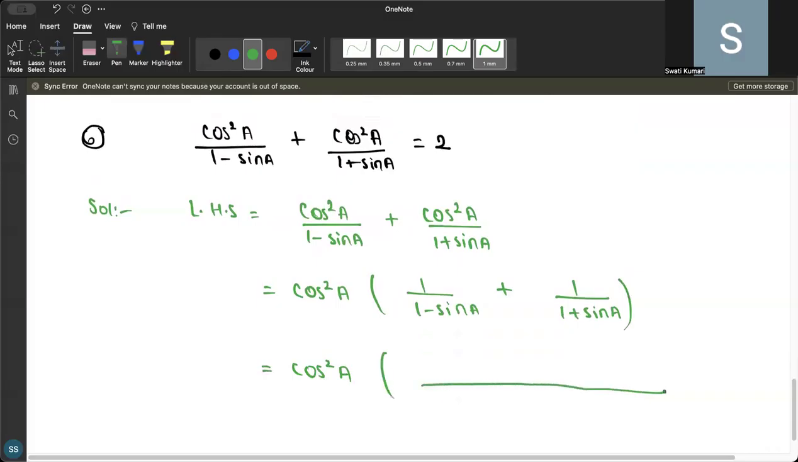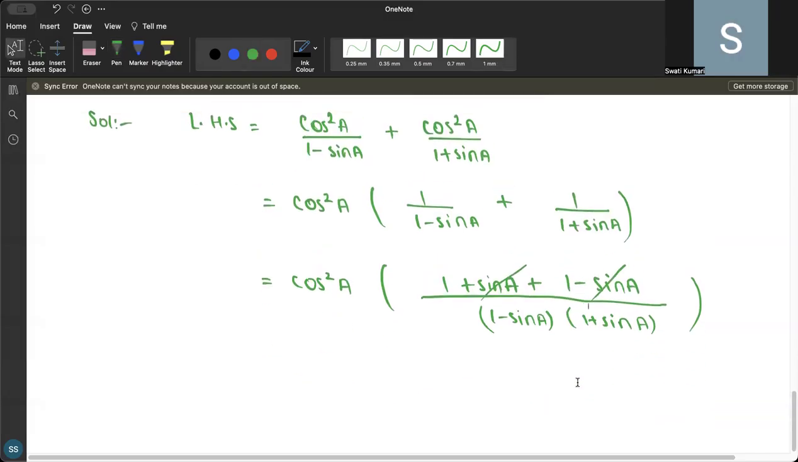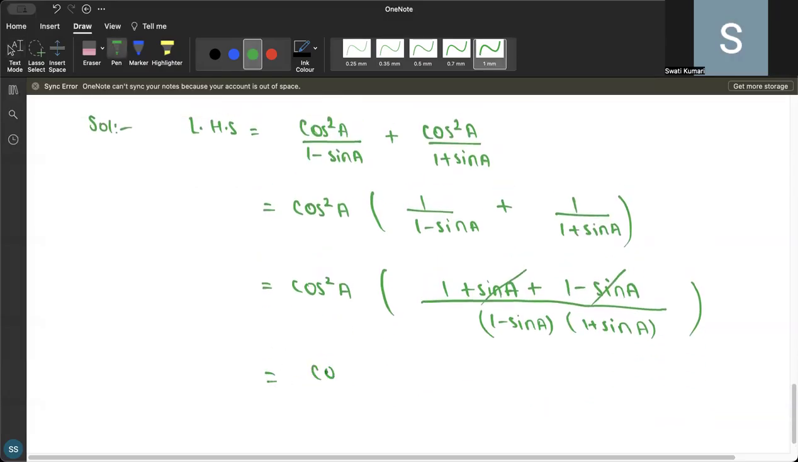Inside the bracket, I'm going to take the LCM, which is 1 minus sin A times 1 plus sin A in the denominator. In the top part, of course, it's like an LCM only. So on the top, we'll have 1 into 1 plus sin A, so 1 plus sin A. And here we already have 1 plus sin A, so 1 into 1 minus sin A, which is 1 minus sin A. Here plus sin A minus sin A will get cancelled. So what we are getting is cos square A into 1 plus 1 is 2 upon.